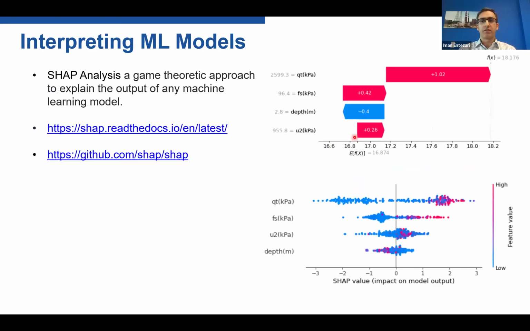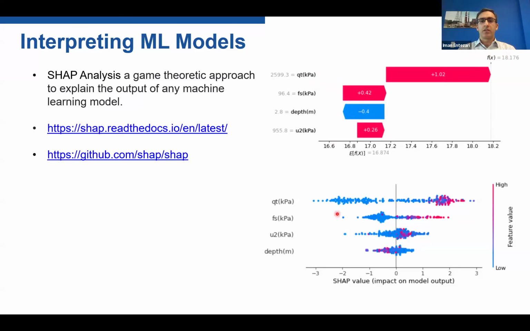That shows how each feature, for specific measurements with these values, contributes to how the model gets to the final prediction. There is a base value for each model, which is the average of all the, let's say this is the unit weight model, so this is the average of all the unit weights in our training set. That's called the base value. Then this plot shows how each feature contributed to get to the final value, which is 18.17 for the unit weight. It tells us how U2, depth, sleeve, and tip resistance each contributed to the model to get to this value.